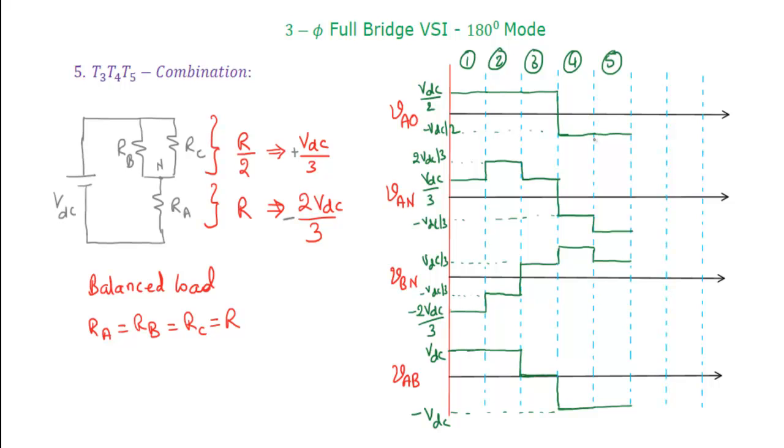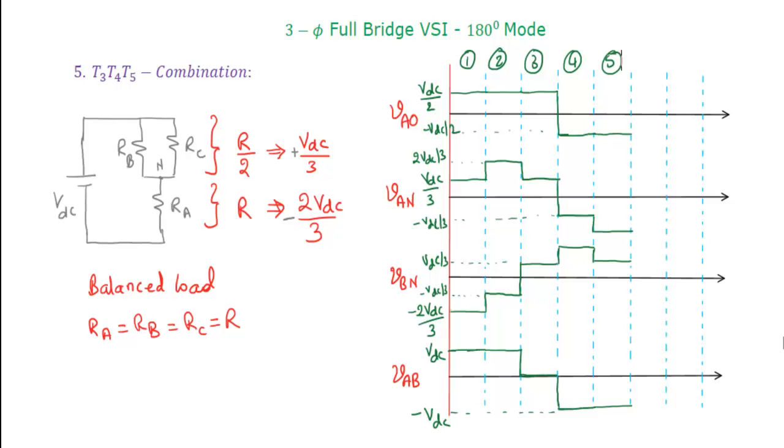Okay, in the fifth combination, T4 is still in conduction, that's why minus VDC by 2 we will have as pole voltage, and negative voltage will be there, minus VDC by 3, that's what we are getting. Phase B voltage is positive VDC by 3, and the difference between these two is VDC.